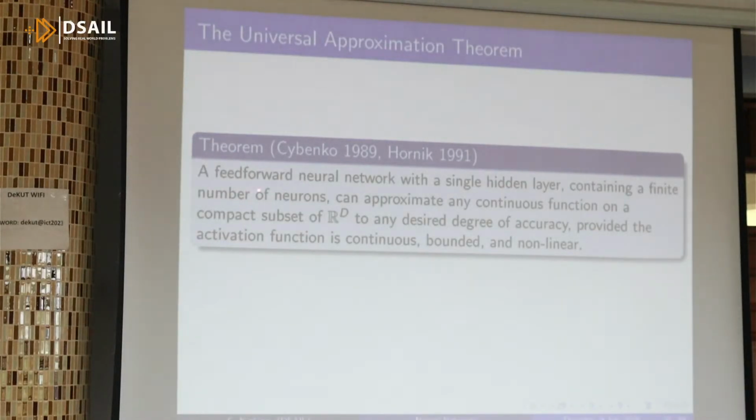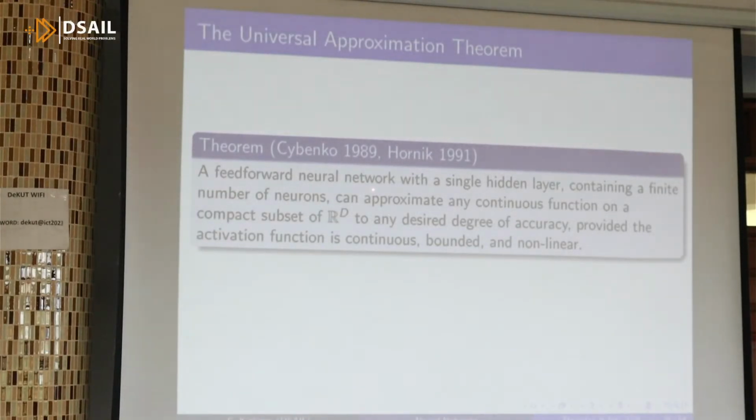A bunch of researchers came up with this: a feed-forward neural network with a single hidden layer. Just assume this other layer doesn't exist. Just this feed-forward neural network here, an input layer, a hidden layer, and an output layer. A feed-forward neural network with a single hidden layer like that, containing a finite number of neurons, obviously this number is finite, can approximate any continuous function on a compact subset of Rd to any desired degree of accuracy, provided the activation function is continuous, bounded, and nonlinear.